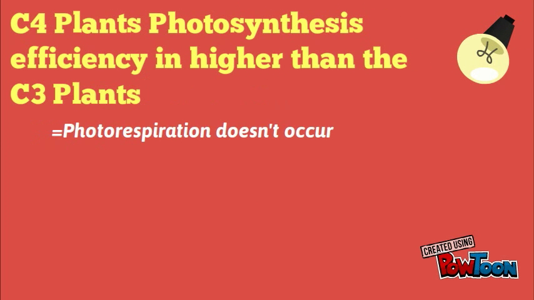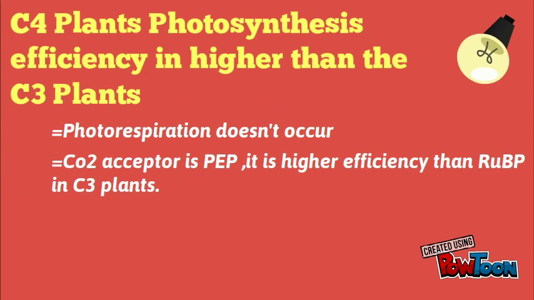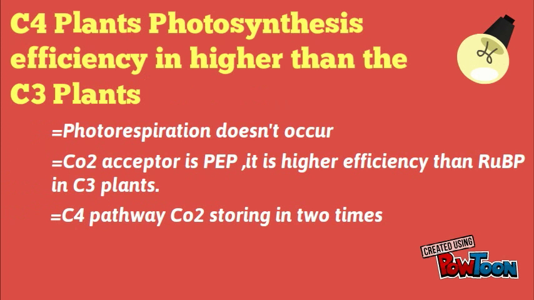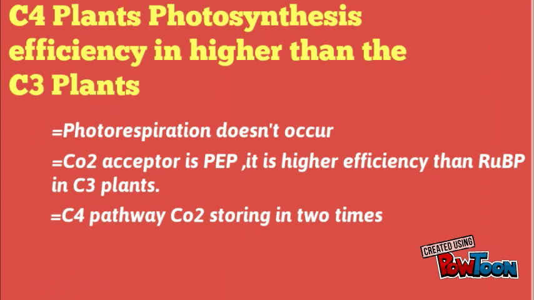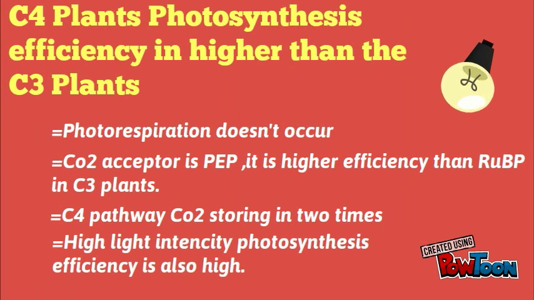Photorespiration does not occur. The CO2 acceptor is phosphoenol pyruvate. It has higher efficiency than RuBP in C3 plants. In the C4 pathway, CO2 is stored two times. At high light intensity, photosynthesis efficiency is also high.